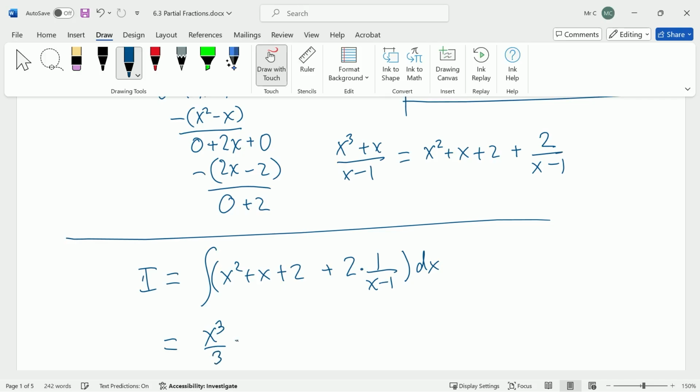X cubed over 3 plus x squared over 2 plus 2x plus 2 times... And you would normally do a u substitution here, but u is x minus 1, so du is dx. So I'm just going to skip that. It's a pretty simple one. It's a natural log of x minus 1. And then tack on a constant.